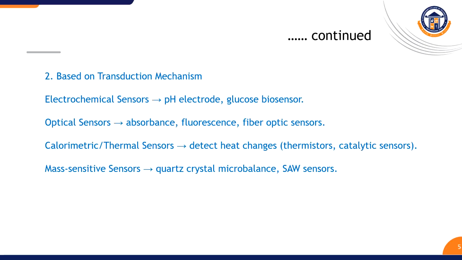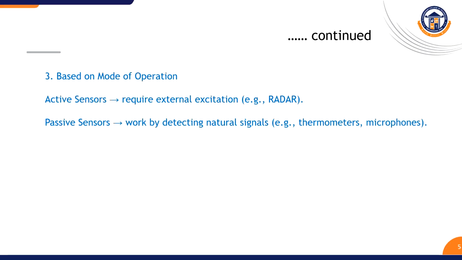Based on the transduction mechanism, there are electrochemical sensors, that is a pH electrode, glucose biosensor; optical sensors, that is absorbance, fluorescence, fiber optic sensors; calorimetric or thermal sensors, which detect heat changes, that is a thermistor or catalytic sensors; mass sensitive sensors, which is quartz crystal microbalance, SAW sensors.